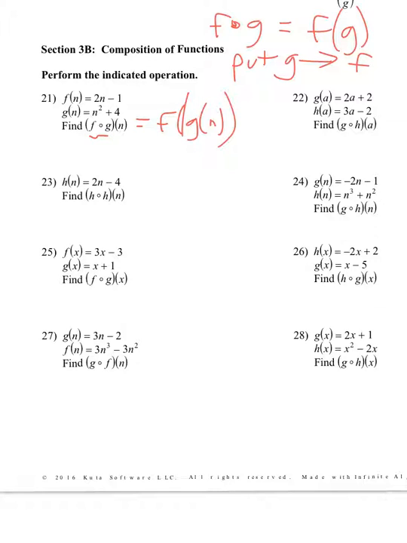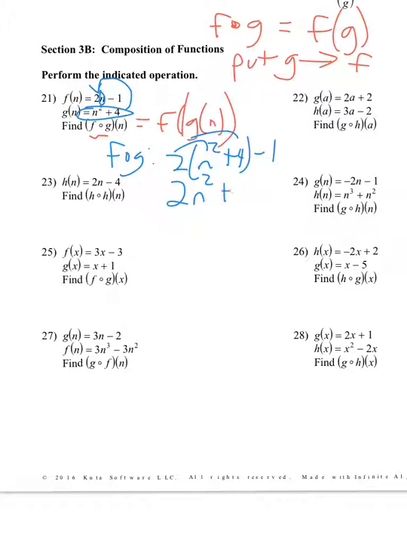So what I'm going to do is take function g, which is n squared plus 4, and it's going to go into the variable in function f. So f of g, I'm going to have 2, and then in for that n, we're going to put n squared plus 4, which is a binomial, so I'm going to put it in parentheses, minus 1. And now we distribute, so it's 2n squared plus 8 minus 1. And we simplify so we can combine those. So it's 2n squared plus 7.